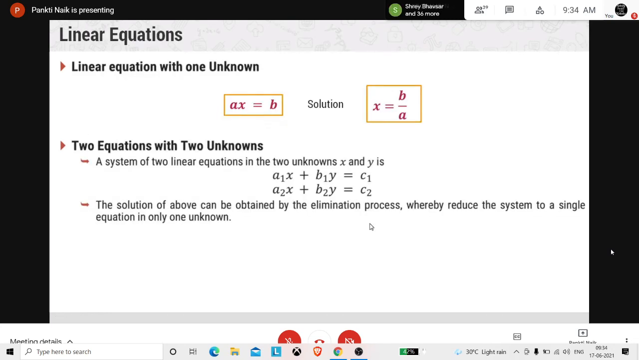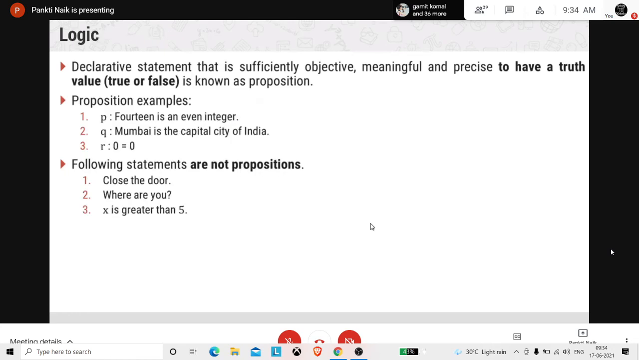Then two equations with two unknowns, right? So here we don't know the value of x and y, right? And our equations are a1x plus b1y is equal to c1 and a2x plus b2y is equal to c2, right? And we don't know the value of x and y. So the solution of these equations we can find with the use of the elimination process, right? Or we reduce the system to a single equation with only one unknown.